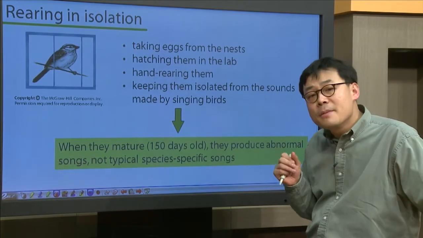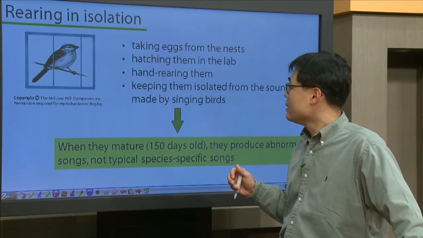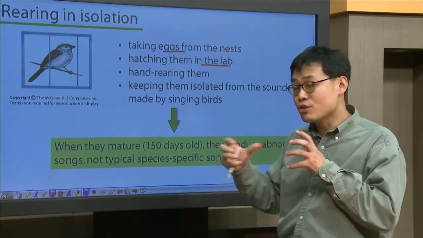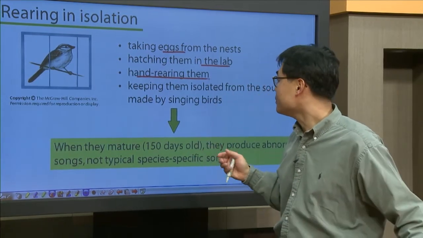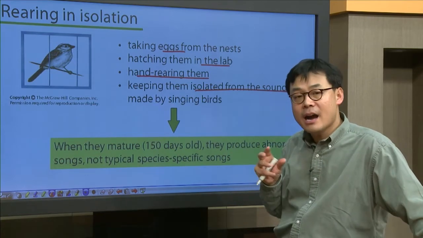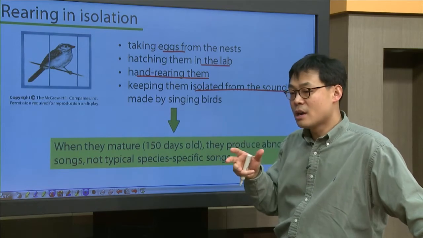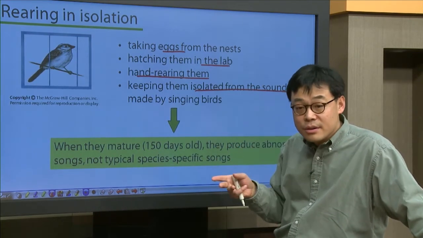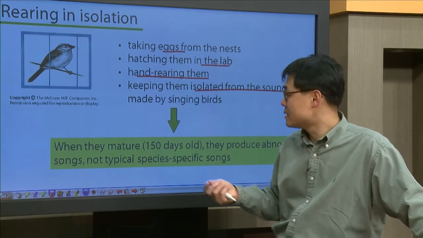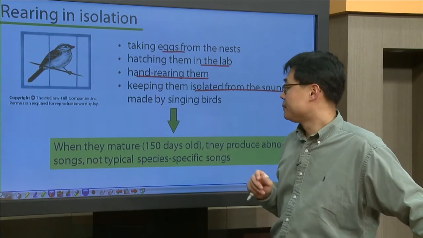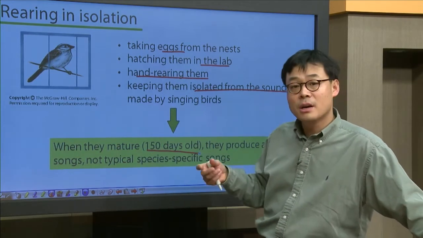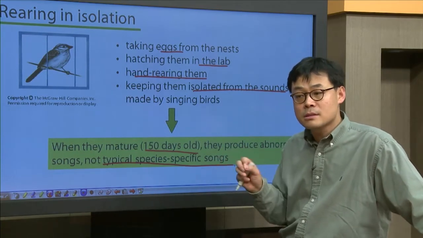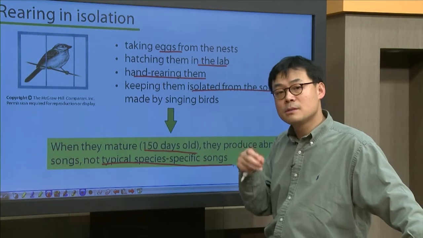So what Dr. Marler did with this white-crowned sparrow is take the eggs out of the nest of this bird species, hatch them in the lab artificially, and hand rear them in the lab, keeping them isolated from the sounds made by other singing birds. These birds are well fed in the lab, so they have no problem with food or predators, but they never hear the songs of other birds of their species. When this individual became adult, they produced abnormal songs, not typical species-specific songs. They produce some sounds, but they cannot really sing their own species-specific song.